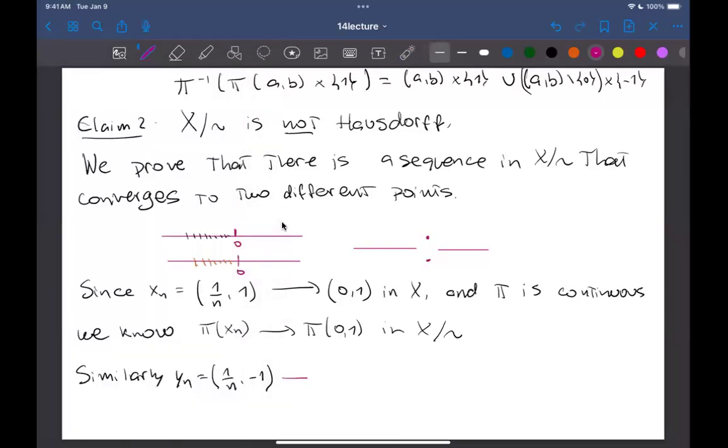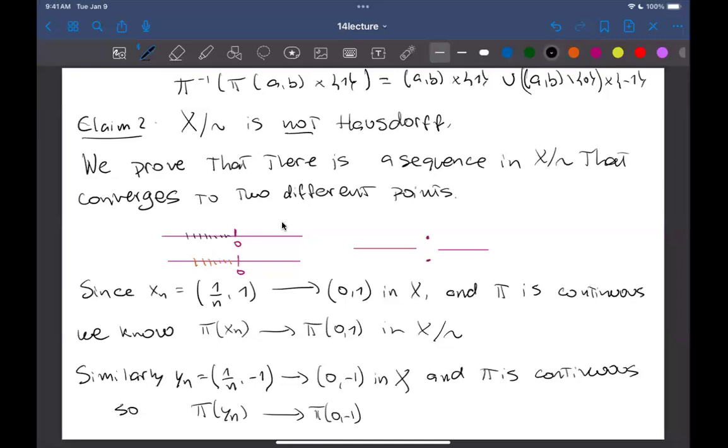Similarly, that sequence converges to (0, -1) in X. And again, phi is continuous, so it's sequentially continuous. That means phi of yn will converge to phi of (0, -1). And of course, you can apply phi to both sides of the limit. You will get the same equality.